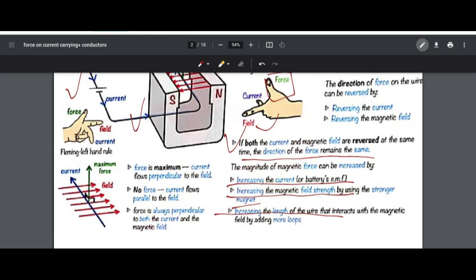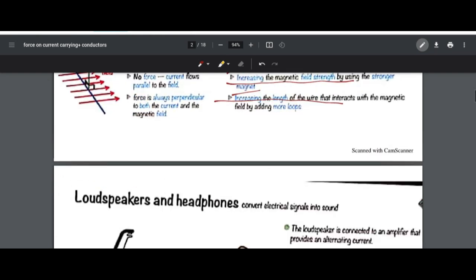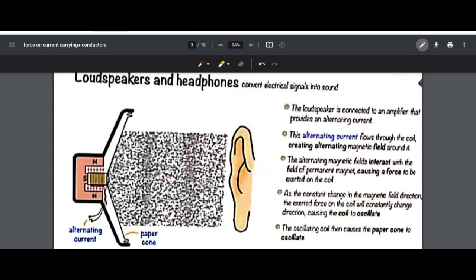Any question from this page? No. Okay, did you understand each and everything? Yes. Very good.